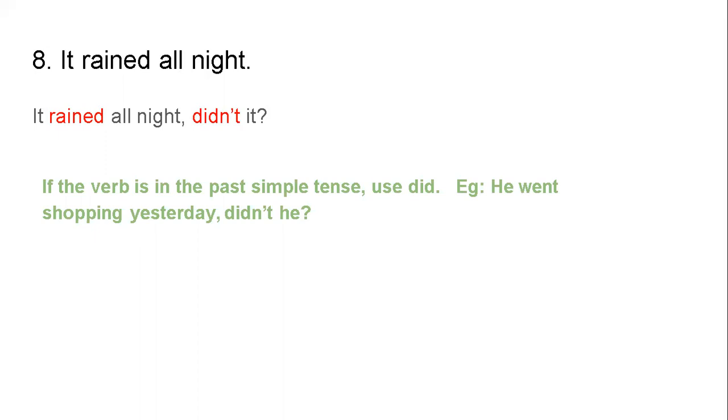Eighth one, it rained all night. Think carefully. Think of the rules that you heard. What's your answer? It rained all night, didn't it? Now, why are we using didn't? Do you know why we're using didn't? If the verb is in the past simple tense, use did. And the example I gave you earlier, he went shopping yesterday, didn't he? And why are we using didn't here and not did? We're saying use did. Why didn't? Because here it's positive, so we're using the negative form.